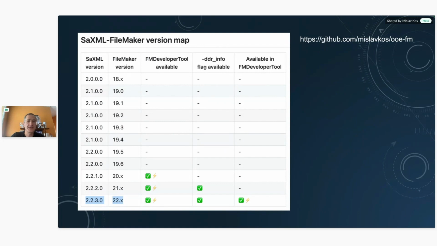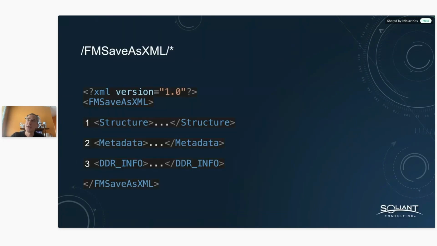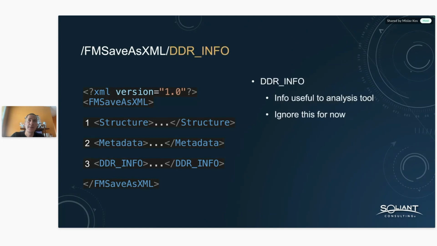If we go back to the XML and drill deeper into it, inside of the FMSaveAsXML tag, there's going to be 3 elements, and only ever 3 elements: structure, metadata, and DDR info. That last one, let's start with that one. It is intended to be used by analysis tools. And so unless you're developing an analysis tool, my advice is just ignore this for now. For building patch files, you're not going to need any of the information that's in there. The information that you're going to be interested in is going to be located elsewhere.